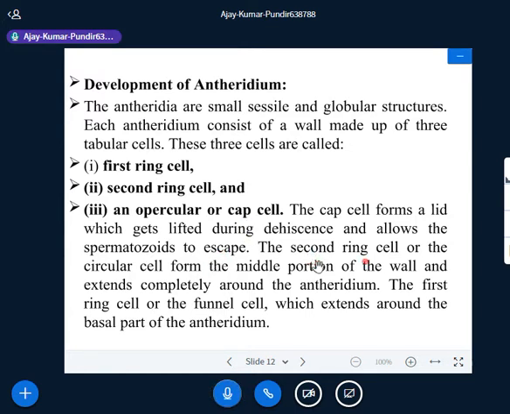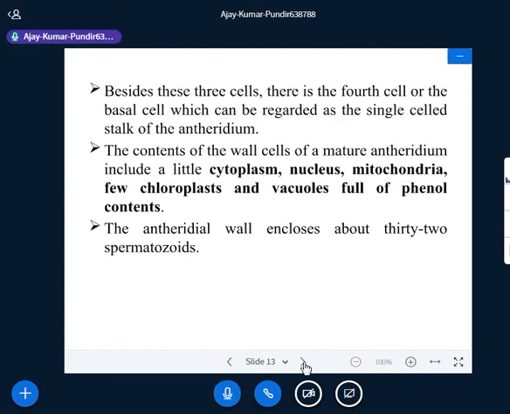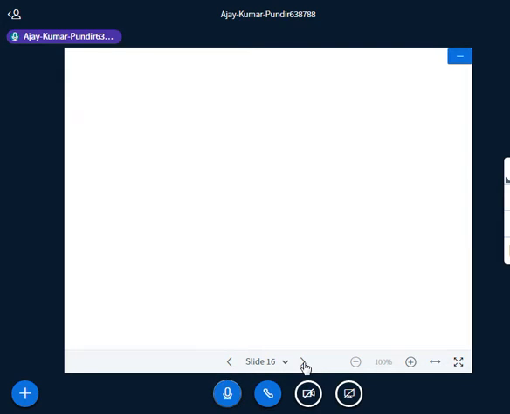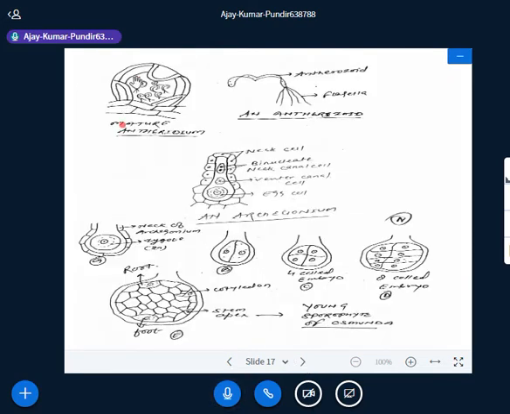The second ring cells, or the circular cells, cover the middle portion of the Anthridium, as you know very well, and the first ring cells cover the base of Anthridium. So if you see the picture of Anthridium, this is the picture of Anthridium of Osmunda. You can see it is a mature Anthridium which developed on the prothallus of the Osmunda. It is developed first before the Archegonium.